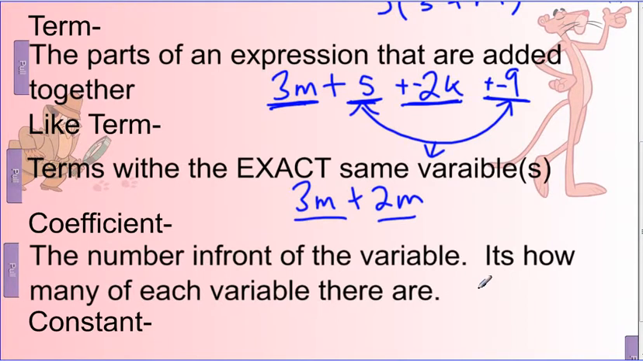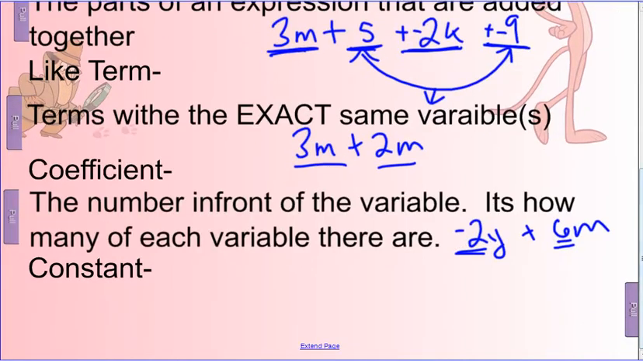So if I have my expression, negative 2y plus 6m, here I have the coefficient of negative 2 and a coefficient of positive 6. The coefficient is the number in front of the variable. It tells you how many of those things there are. There are 6 m's right here. There are negative 2 y's right here.